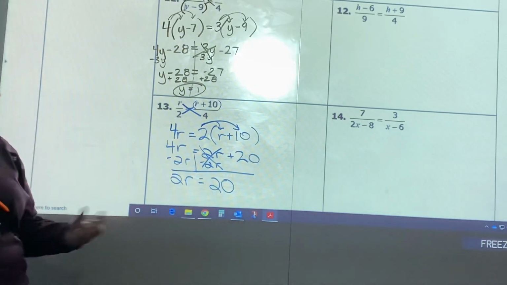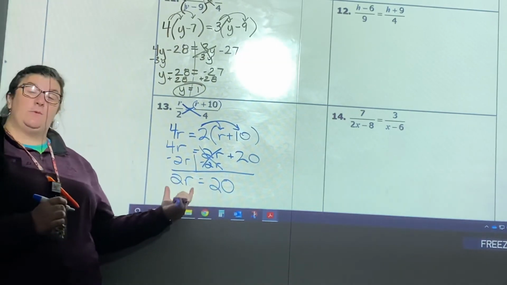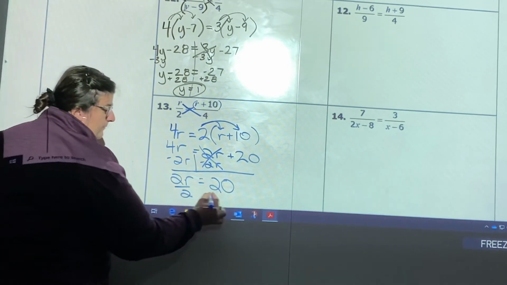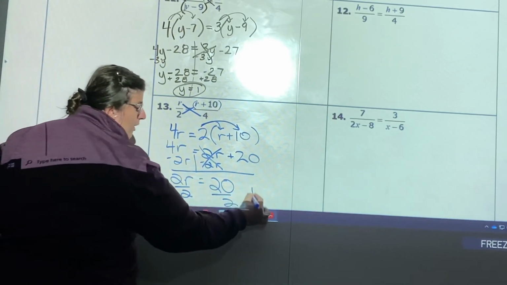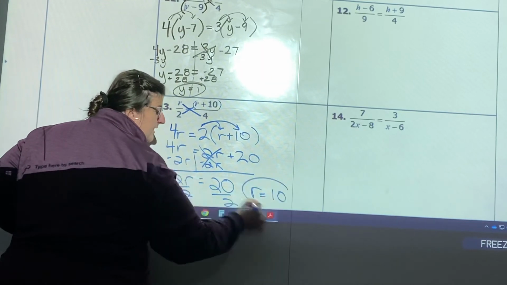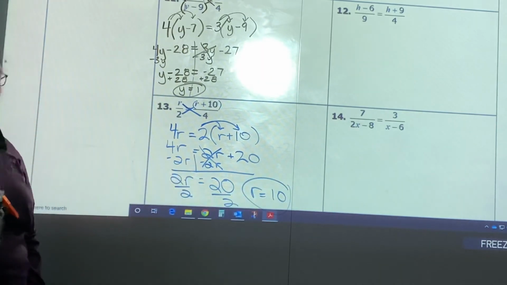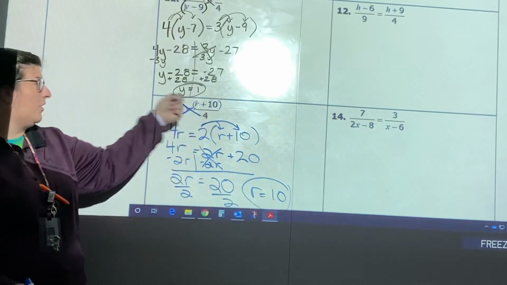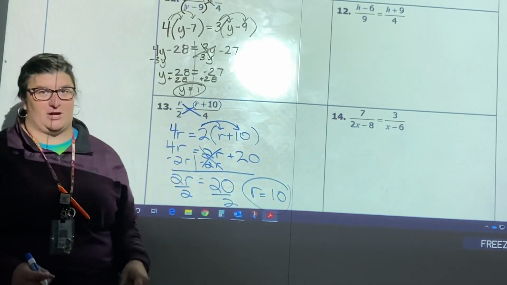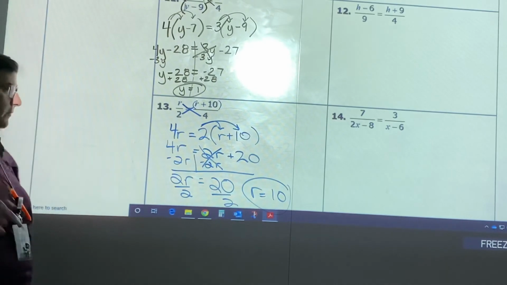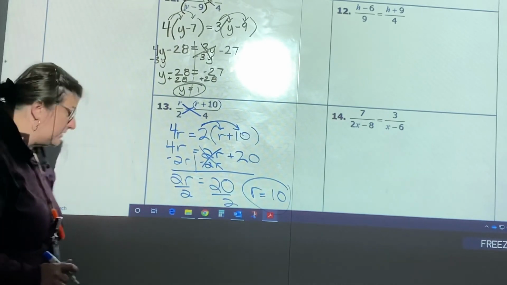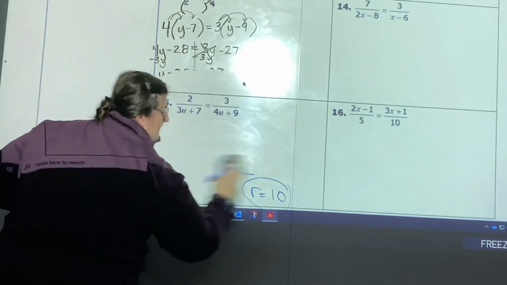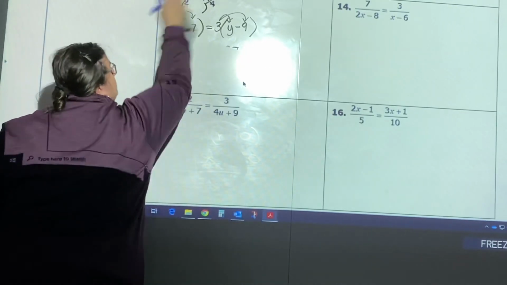One more step. This is multiplication. So to undo multiplication, the inverse operation is division. We're going to divide by 2. So I've got r equals 10. Again, if you want to check your answer when you're taking an assessment or a quiz, always plug that back in for r and see if they simplify to the same fraction. All right, I think we have one more problem, number 15 left here to do. And then we'll be done our notes.